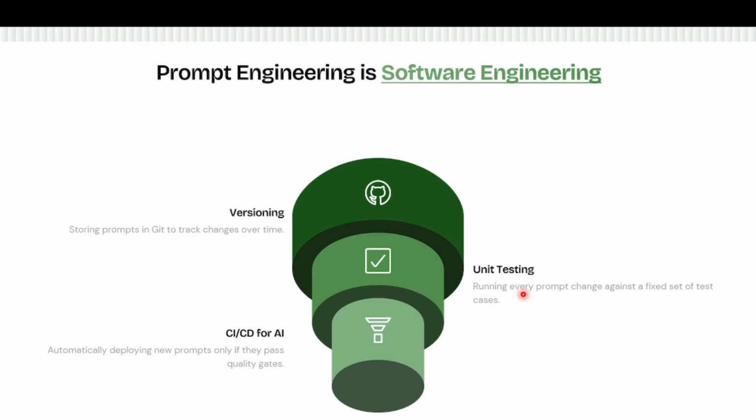So when prompts are stored in a Git repository, they also pass through the CI/CD process, which enables the application to pick up the new prompt and drop the old one.